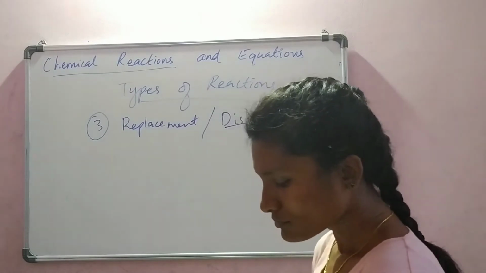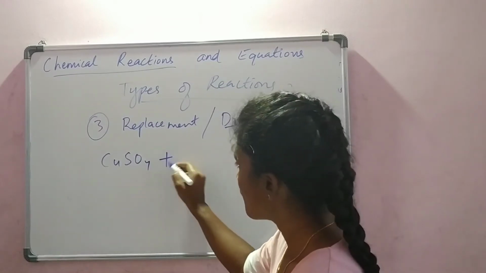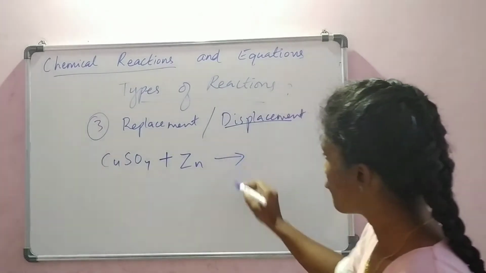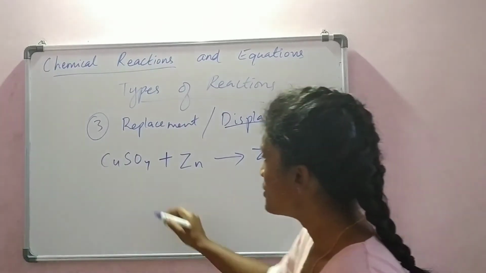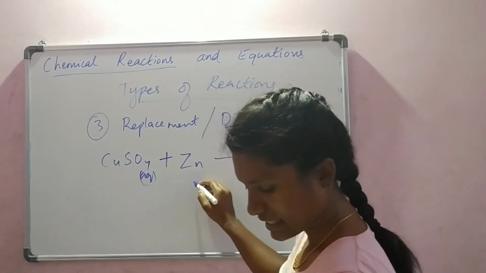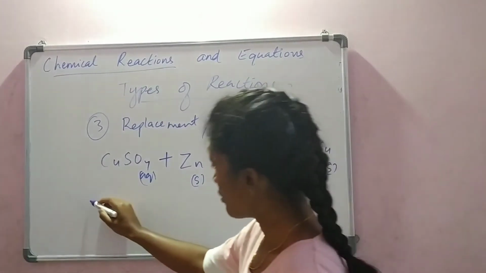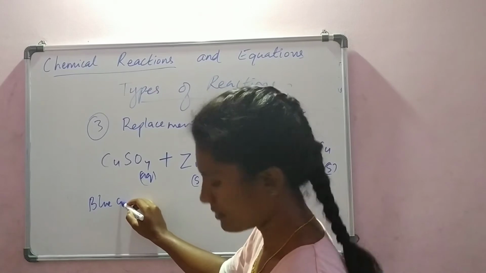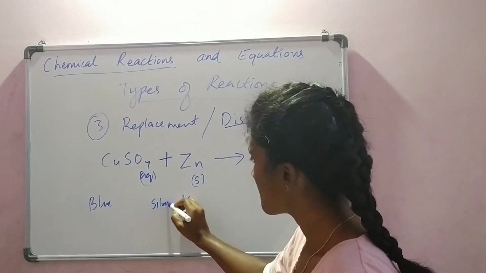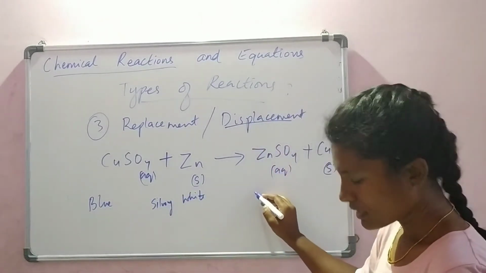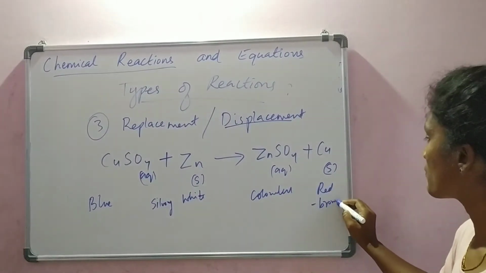We'll take an example. Copper sulfate, this is copper, this is sulfate ion, combines with zinc to form zinc sulfate plus copper is separated. Copper sulfate is aqueous, zinc is solid, zinc sulfate is again aqueous, copper is solid. They are also mentioning the color here: blue solution, silvery white zinc, colorless zinc sulfate, then red or brown copper.